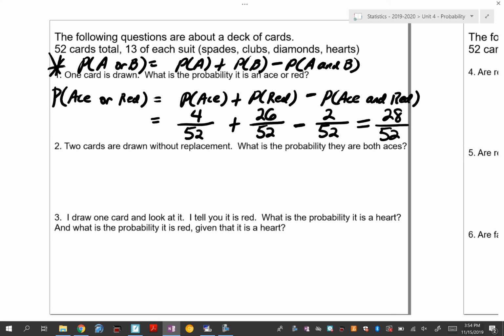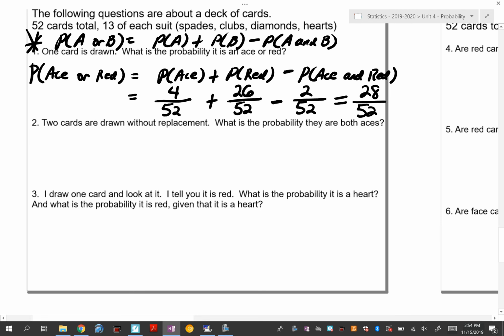Okay, number two. Two cards are drawn without replacement. Without replacement means when I draw it, I don't put it back with the other 52 cards. So I'm taking it away from that pile. What's the probability that the first card I get is an ace and the second card is an ace?